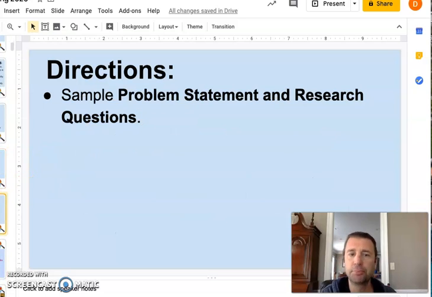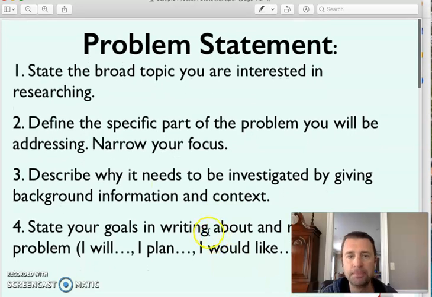And then you want to pull up the assignment called Problem Statement and Research Questions. And I'm going to show you what that looks like here. Here's an example. And by the way, this is not something I made up.